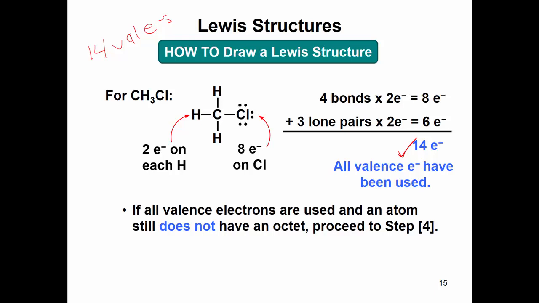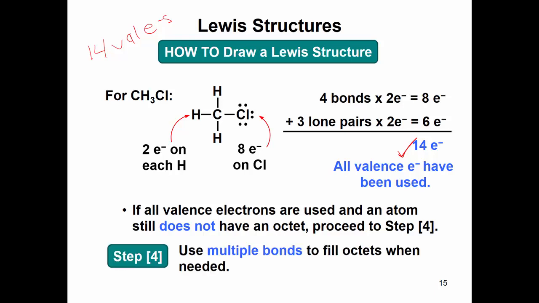Okay. If you're drawing a Lewis structure and you get to this point and you have an atom or atoms that still do not have an octet, okay, so if you get to this point and you use your number of valence electrons and you have an atom that's not satisfied, okay, then you need to proceed to this following step. So this is sort of like step 4 of what we have been going through. If this happens, this means that you need to make multiple bonds, okay, to fill the octets.